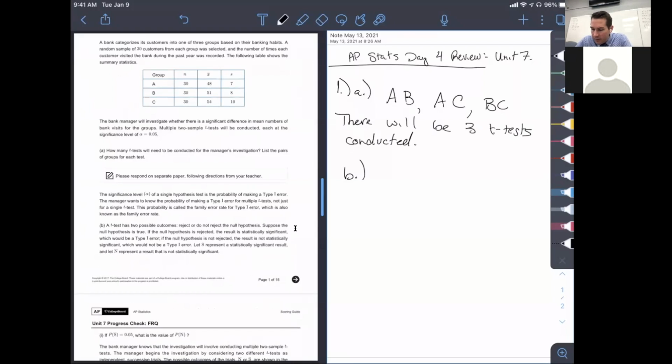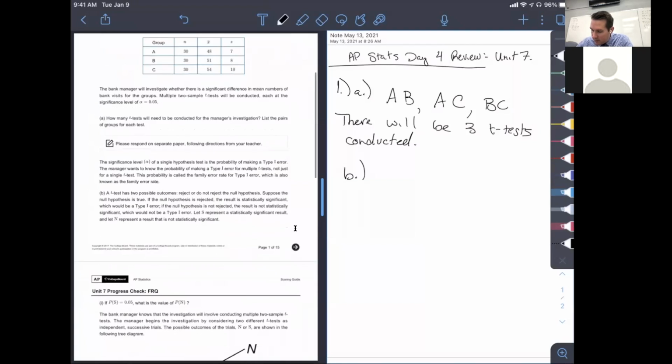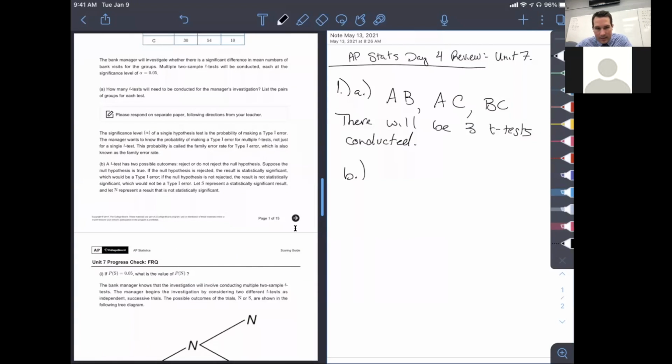Let's keep reading. The significance level of a single hypothesis test is the probability of making a type 1 error. The manager wants to know the probability of making a type 1 error for multiple t-tests, not just for a single t-test. The probability is called the family type 1 error, which is also known as the family error rate. B, a t-test has 2 possible outcomes: reject or fail to reject the null hypothesis. Suppose the null hypothesis is true. If the null is rejected, the result is statistically significant, which would be a type 1 error. If the null hypothesis is not rejected, the result is not statistically significant, which would not be a type 1 error. Let S represent a statistically significant result, and let N represent a not statistically significant result.